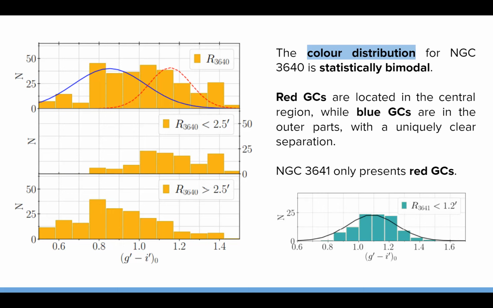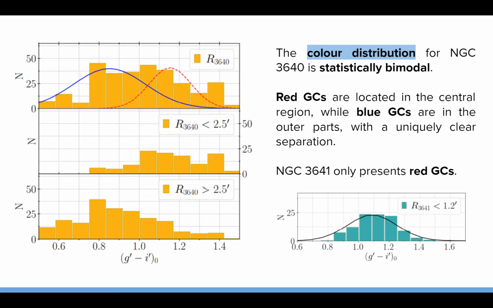What happens is mainly that when we look at the entire color distribution for the clusters that we consider to be related to 3640, it's statistically bimodal. The stats are very good, very nice. The weird part is that even though I said red clusters are usually more concentrated towards the center and blue clusters are usually more extended, here what we find is that if we only look at the central region of 3640, we'll find only red globular clusters. And if we look at the outer region, we basically find blue globular clusters.